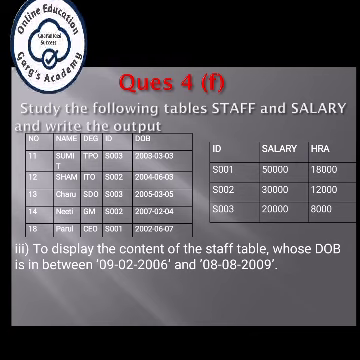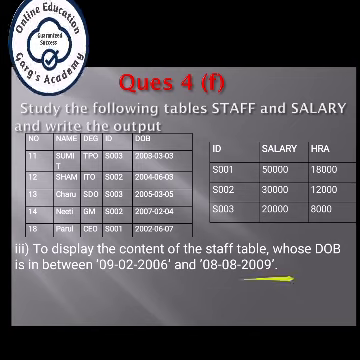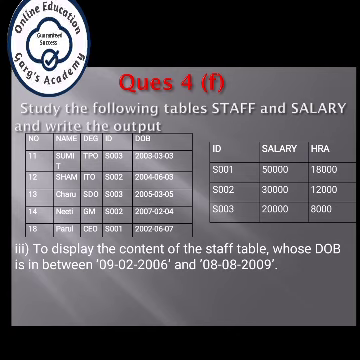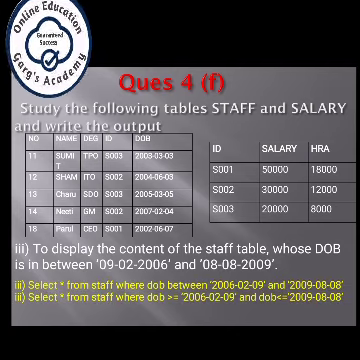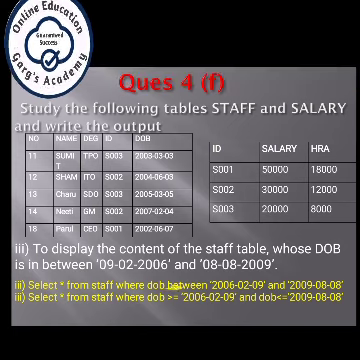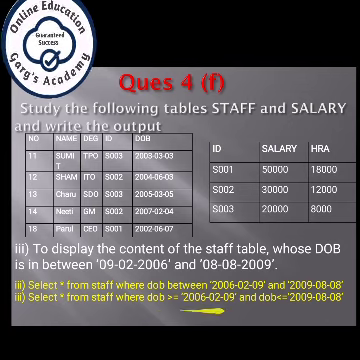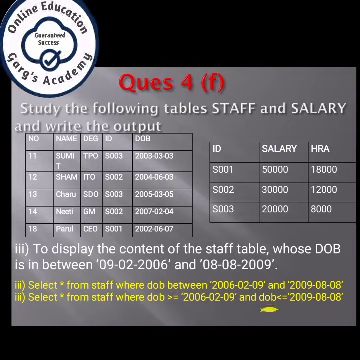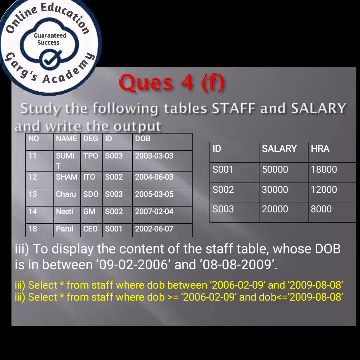Next question, to display the content of the staff table whose DOB is between 9th February 2006 and 8th August 2009. So you can write in 2 possible ways. You can write SELECT * FROM staff WHERE DOB BETWEEN first value AND second value. Also you can write WHERE DOB greater than this one and DOB less than this one. Here most students omit writing the field name again, but this is a must. If you do not write this, it will be incorrect.